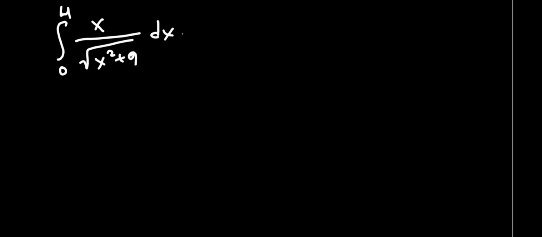So we have the integral from 0 to 4 of x over the square root of x squared plus 9 dx. Find this integral. Your answer should be numeric. I'll give you a few moments to solve this problem.